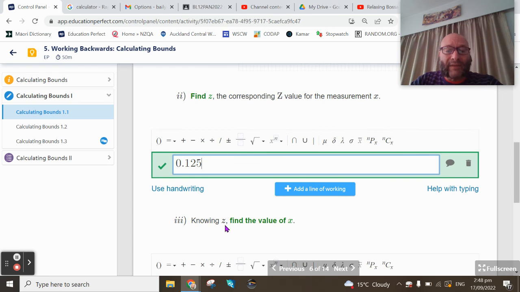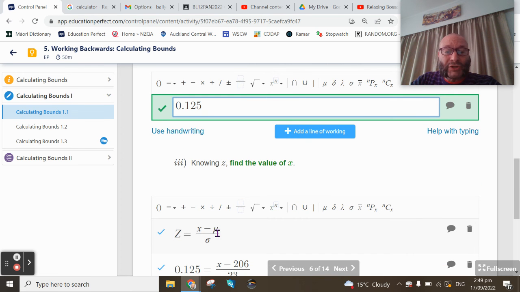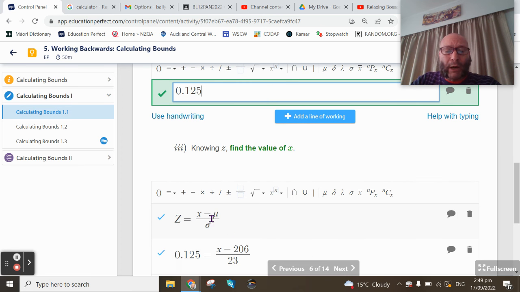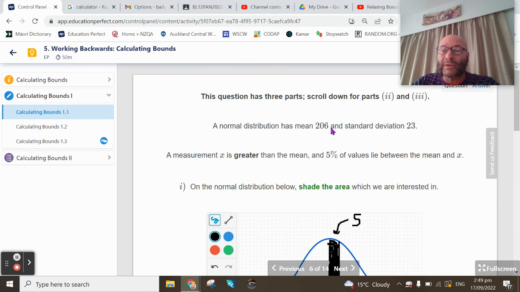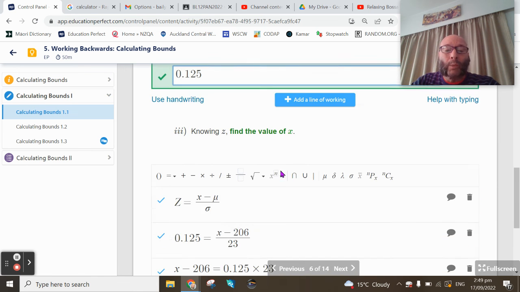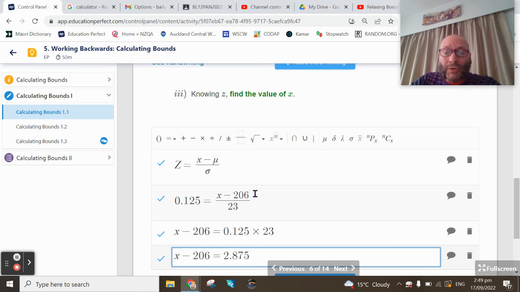So now that we know the z value, we want to find the value of x. We're going to be using the formula given to us on the table where z is x minus mu over sigma. Now we know 3 out of these 4 because the z value is to the right of the mean. That tells us that our z value remains positive, and that's equal to the x value we're looking for minus the mean over sigma. And we were told the mean was 206 and the standard deviation sigma was 23. So we substitute in what we know, and since we know 3 out of 4, we've got one equation and one unknown, we can solve for that.